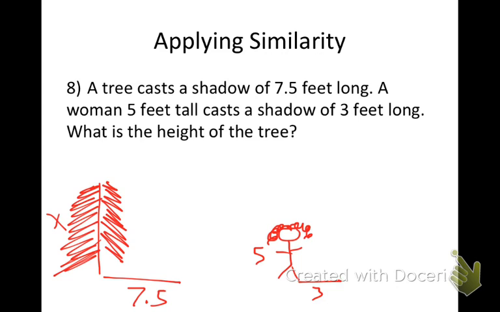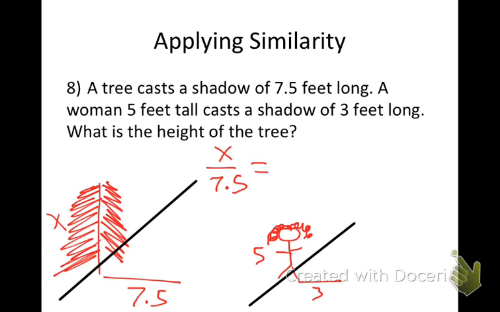I want to set a proportion up here. Recognize they're already set up. I can draw lines right through here. Guess what? My proportions are set up. I want to do height over shadow. So I'm going to say x over 7.5 equals 5 over 3. Again, x over 7.5 equals 5 over 3. I have the proportions set up. Now I can use cross products to solve this.